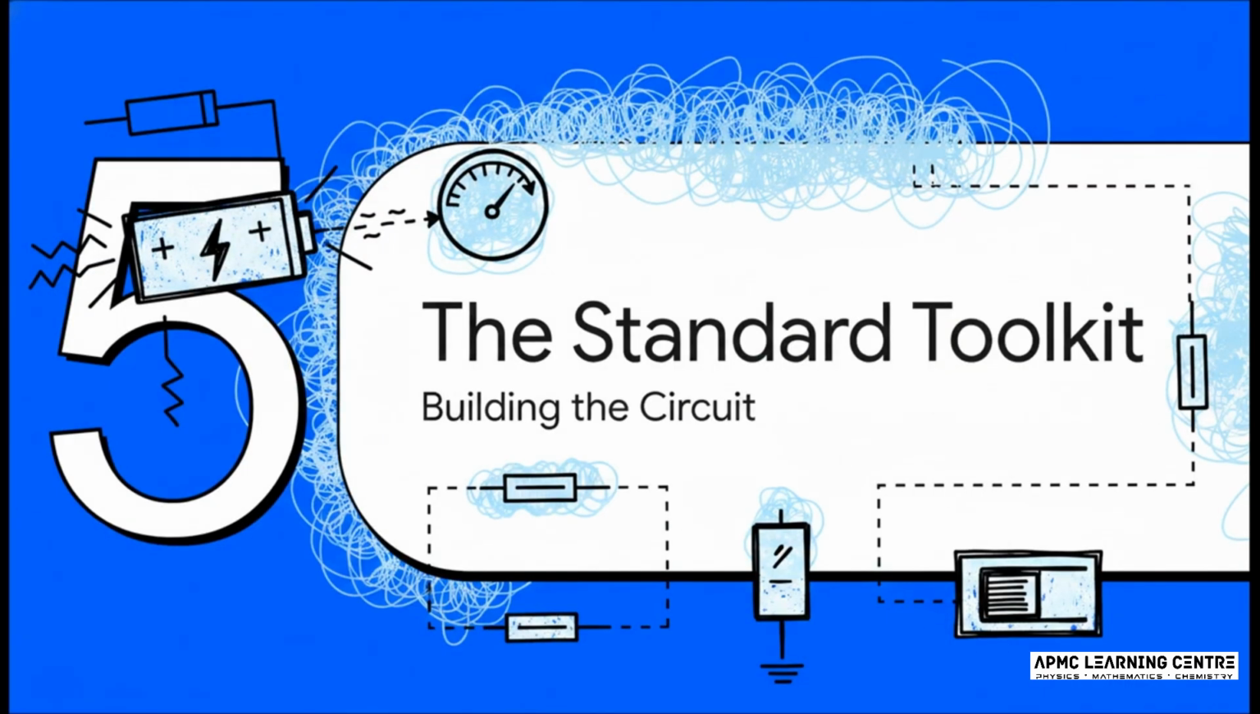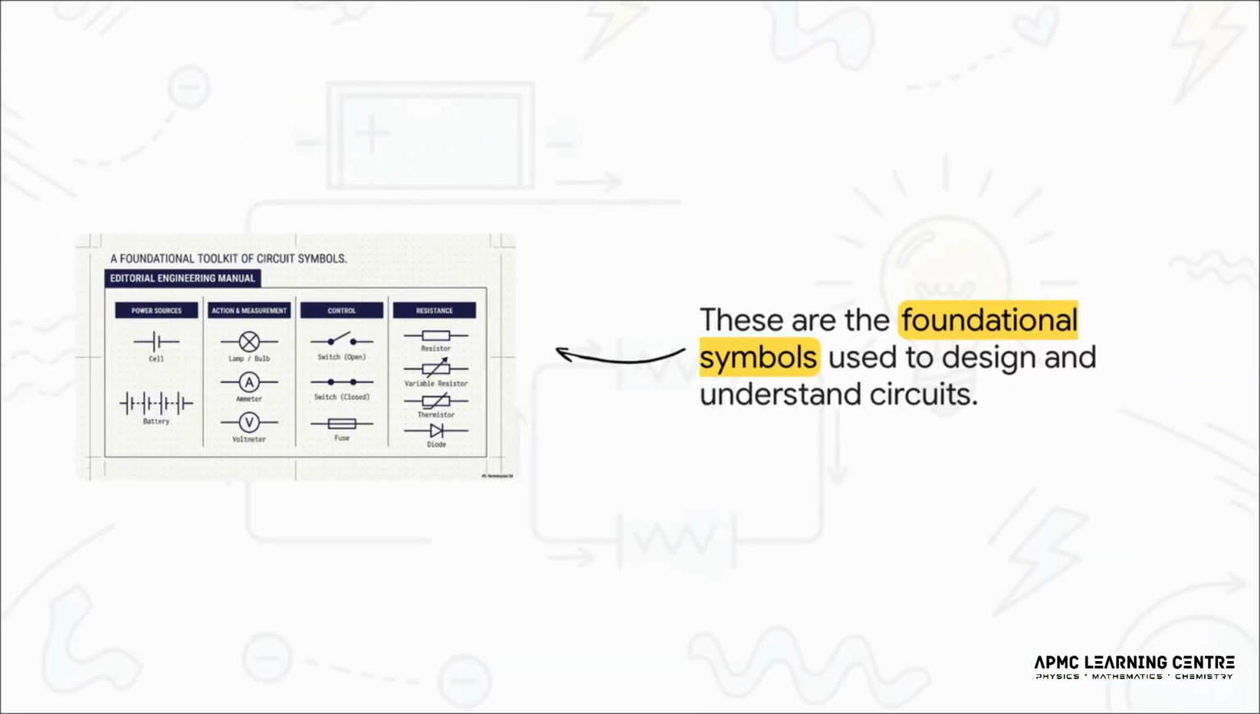All right, let's bring this all home. We've covered the what, the how, that weird historical mix-up, and the math. Now let's look at the standard toolkit, the actual symbols we use to design and talk about circuits. This right here is basically the alphabet of electronics. Instead of trying to draw a realistic battery or a switch every single time, we use these simple, standardized symbols. It's a universal language, which means an engineer anywhere in the world can understand a circuit diagram no problem.